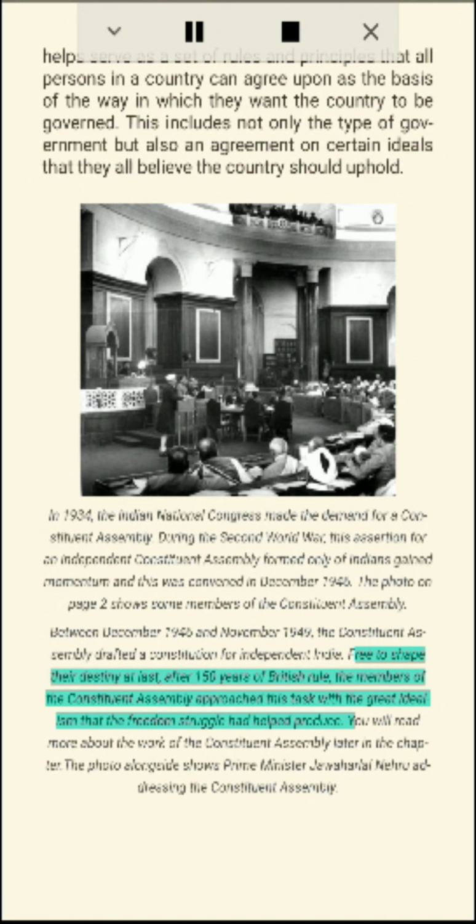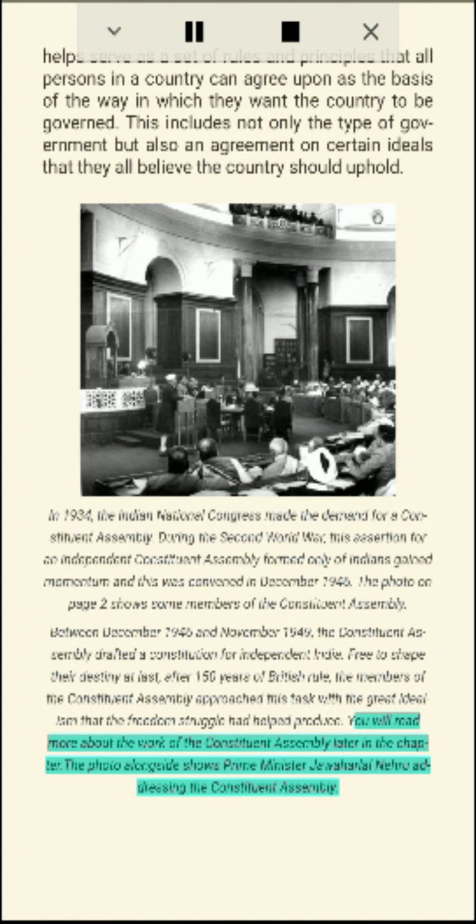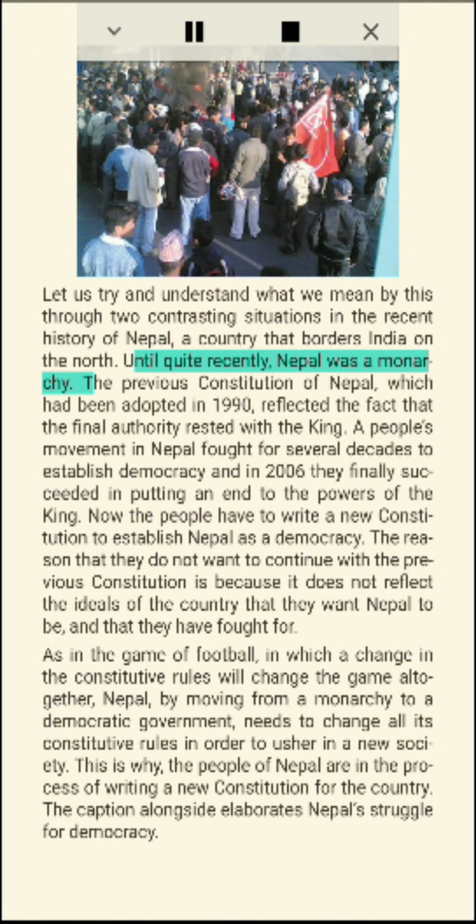Free to shape their destiny at last, after 150 years of British rule, the members of the Constituent Assembly approached this task with the great idealism that the freedom struggle had helped produce. You will read more about the work of the Constituent Assembly later in the chapter. The photo alongside shows Prime Minister Jawaharlal Nehru addressing the Constituent Assembly. Let us try and understand what we mean by this through two contrasting situations in the recent history of Nepal, a country that borders India on the north.